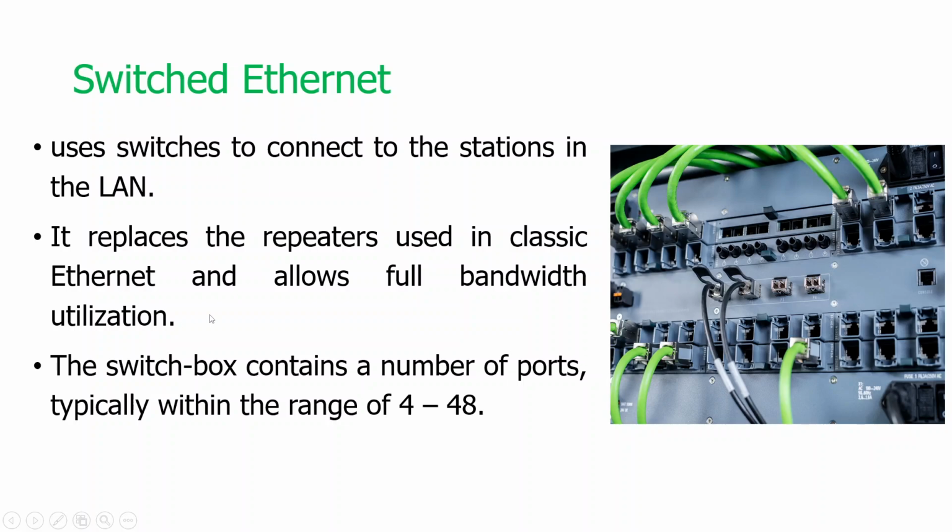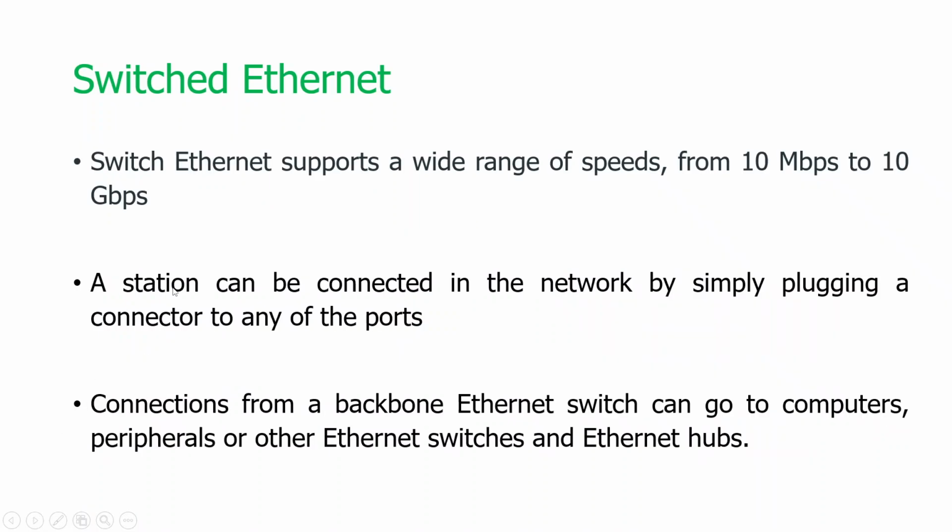Next, switched Ethernet. Unlike classic Ethernet, switched Ethernet does not use repeaters. Repeaters are replaced here, and devices are connected to the stations using switches, not hubs. A switch box contains a minimum of 4 or a maximum of 48 ports. That means we can connect a minimum of 4 stations or up to 48 stations to the network. Switched Ethernet supports a wide range of speeds from 10 megabits per second to 10 gigabits per second. A station can be connected to the network by simply plugging into the ports. Connections from the backbone Ethernet switch can go to computers, peripherals, or other Ethernet switches, and Ethernet hubs are also possible in switched Ethernet.